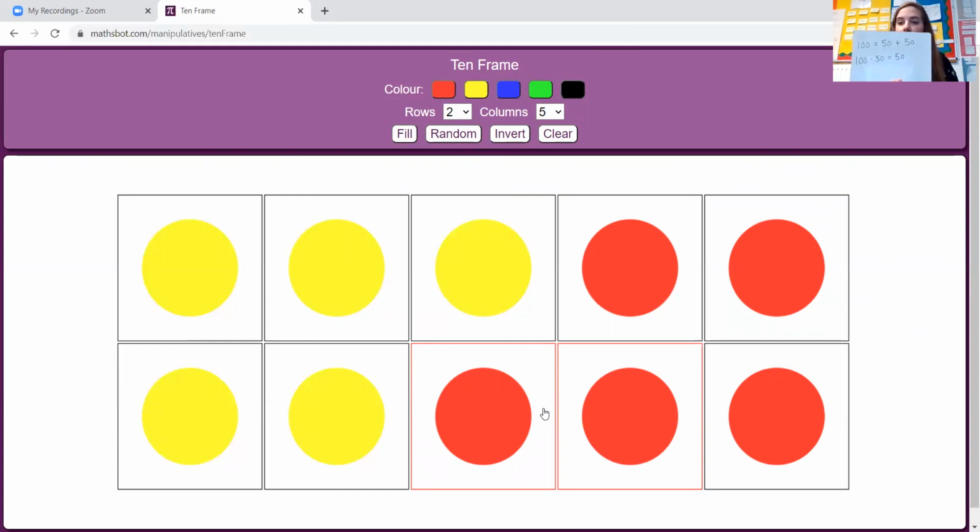Okay, are you ready? So I've started with a different way of writing it. I started with the answer first. 100 is equal to 50, add 50. I've also included subtraction because we can use subtraction when we look at these models. And I've started with 100, take away 50 is equal to 50.